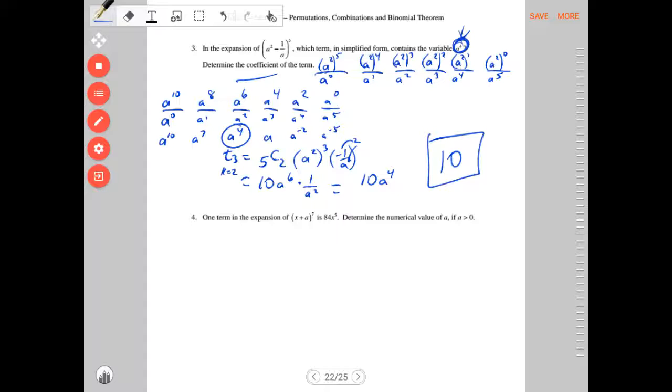Wow, that was intense. Okay, the example on the next page has another one of these just so we can practice, because those are tricky. Okay, and then we do number 4 first. So one term in the expansion of this is 84x to the 5th. Okay, determine the numerical value of a if a is bigger than 0.